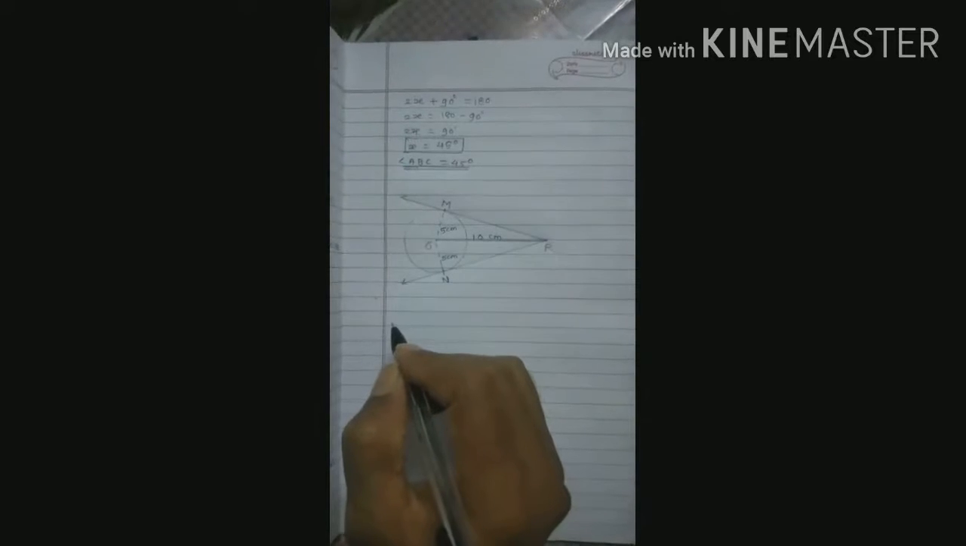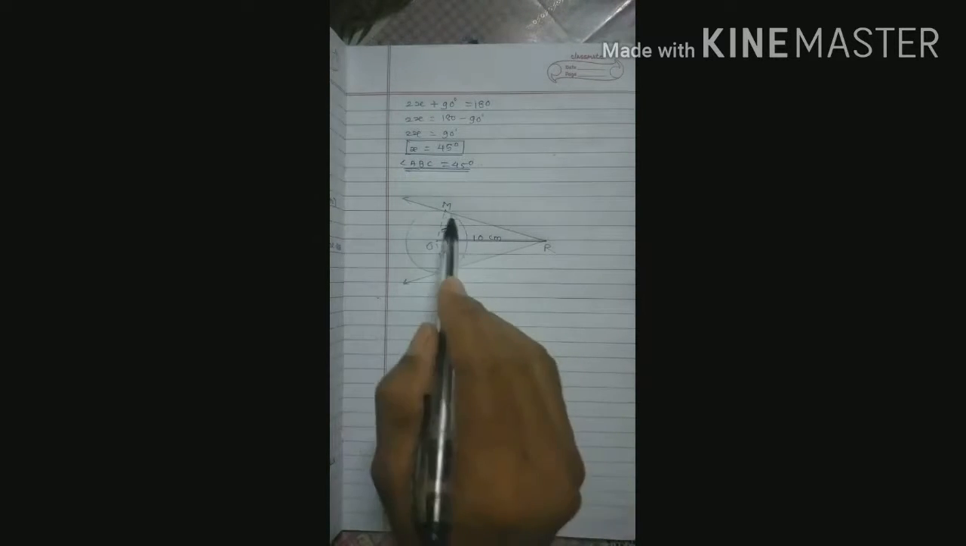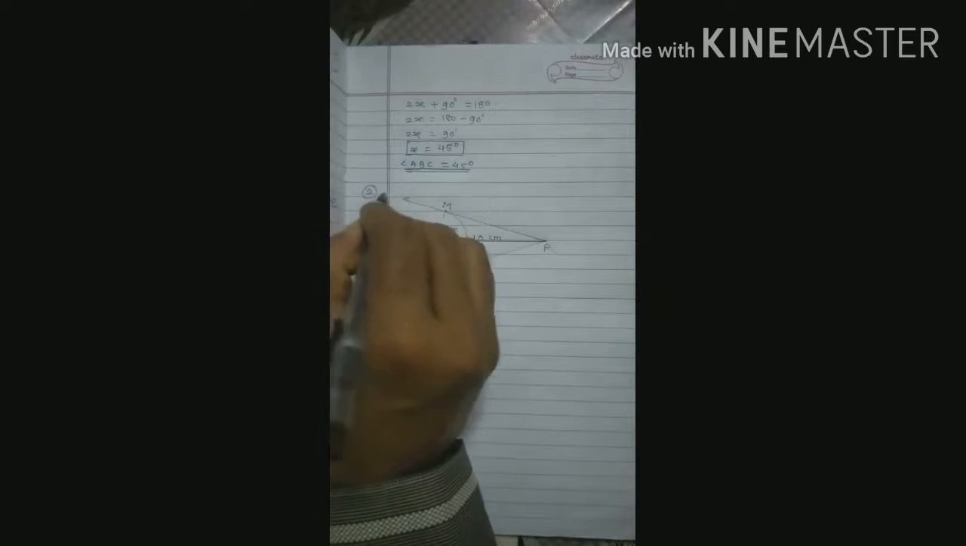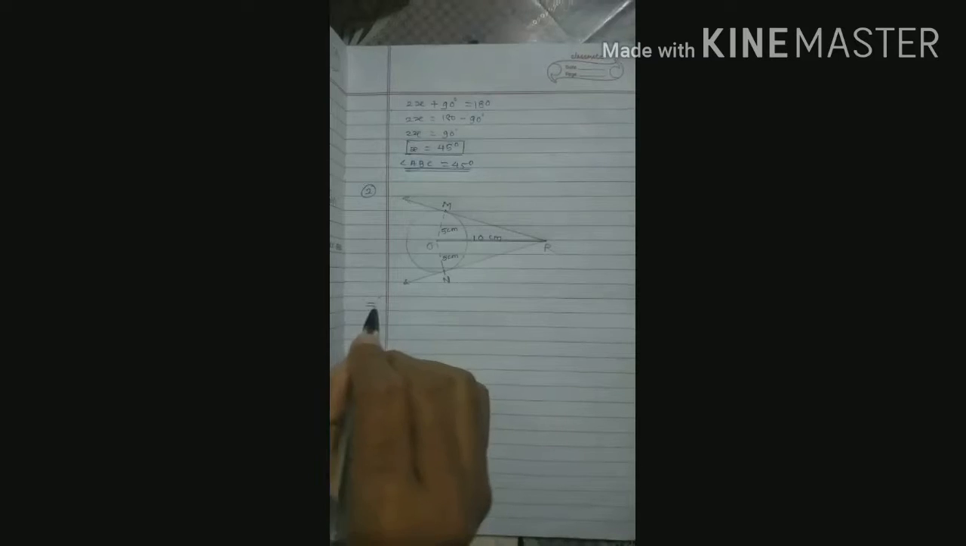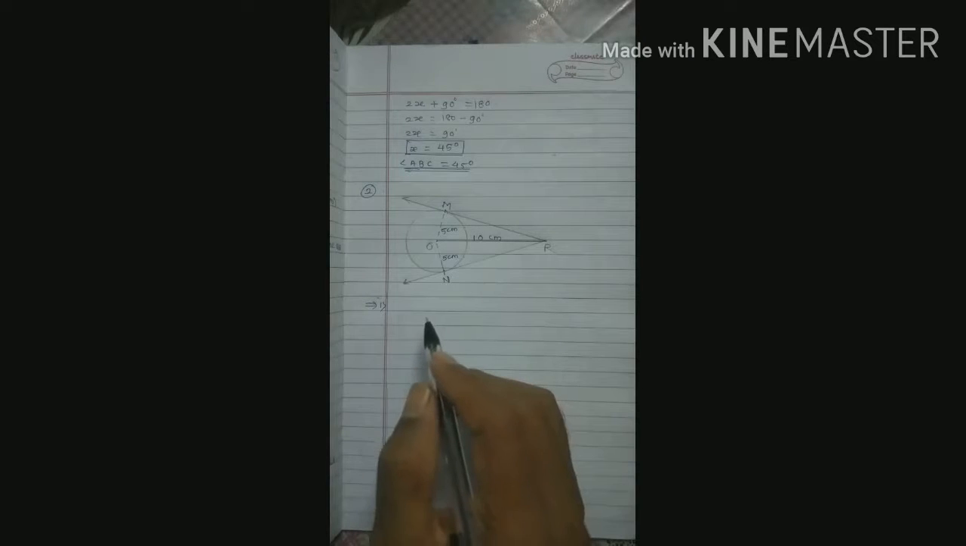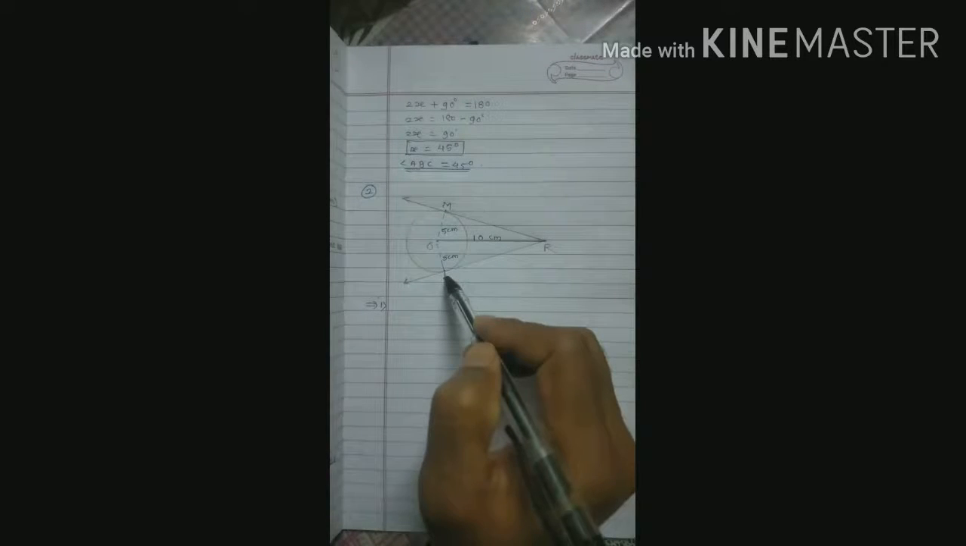Now student, going to the first question, what is the length of each tangent segment? This is our example number 2. Then going to the first sub question, what is the length of each tangent? So draw the segments OM and ON in this manner.